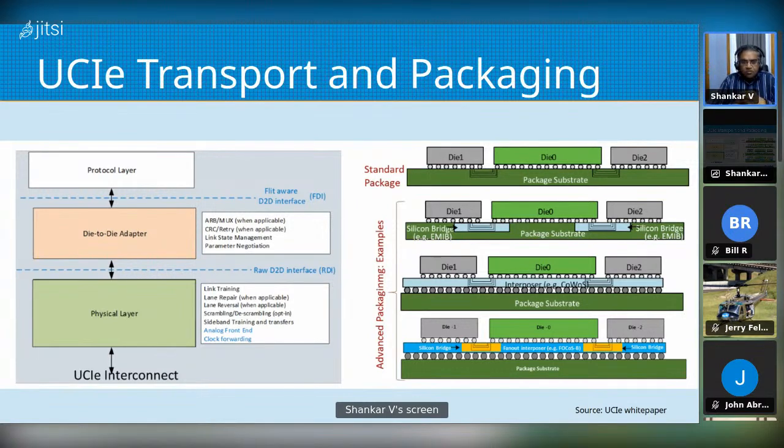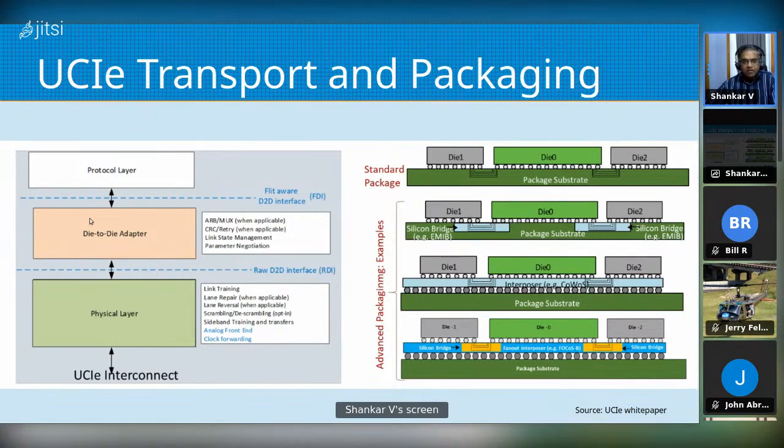There are some other things that you can put in to scramble and things like this, but some of that is optional. And the way this works is that the sender sends the clock along with the data, and then the receiver uses that same clock to get it. So that's why you have this clock forwarding logic.